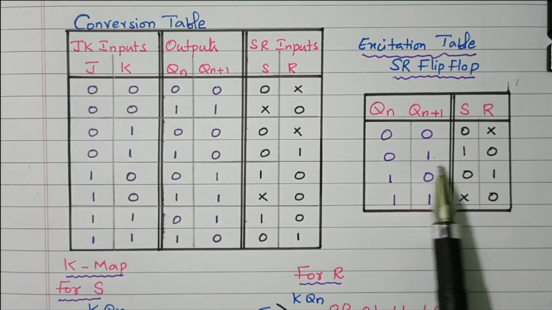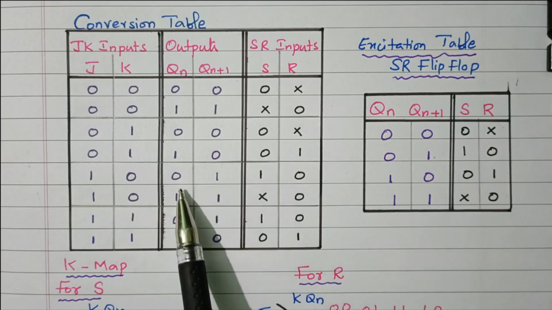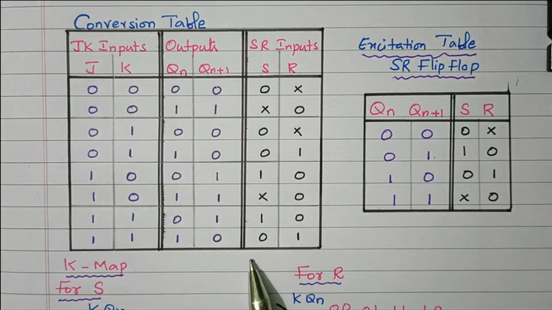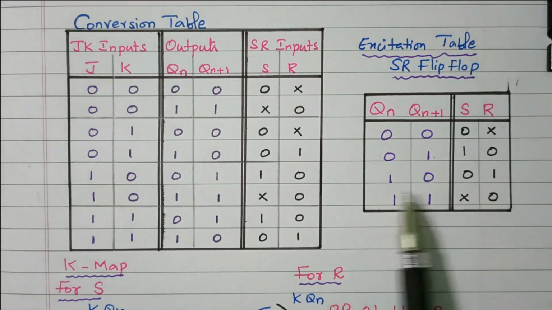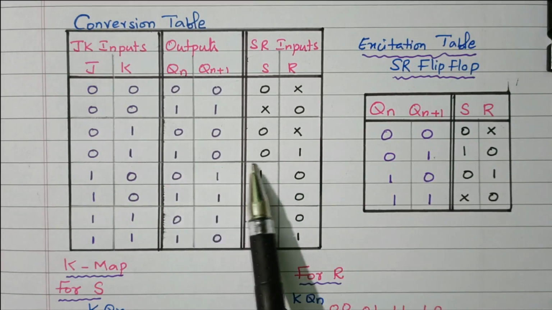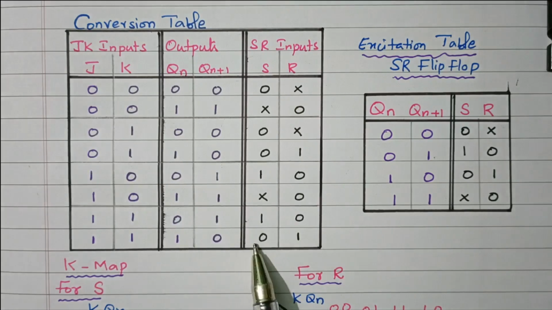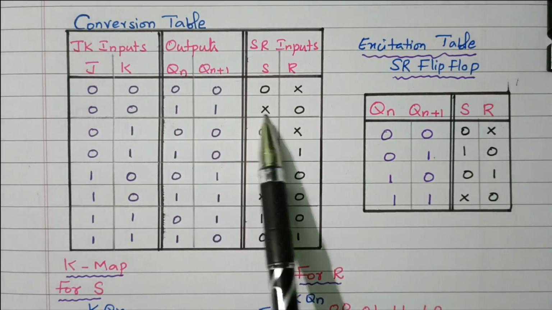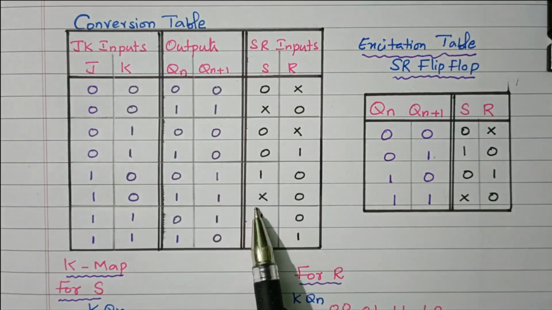Similarly, 0,1 means 1,0. Where is 0,1? Here, 0,1. So 1,0, here 0,1. That is 1,0. Then 1,0 means 0,1. Where is 1,0? Here, 1,0. 0,1, here 1,0. 0,1. Then 1,1. Where is 1,1? Here 1,1, means x0. Here also 1,1, x0. Now all are completed.